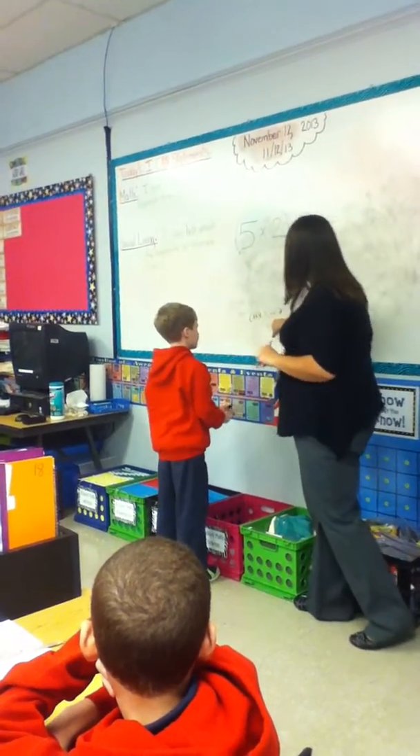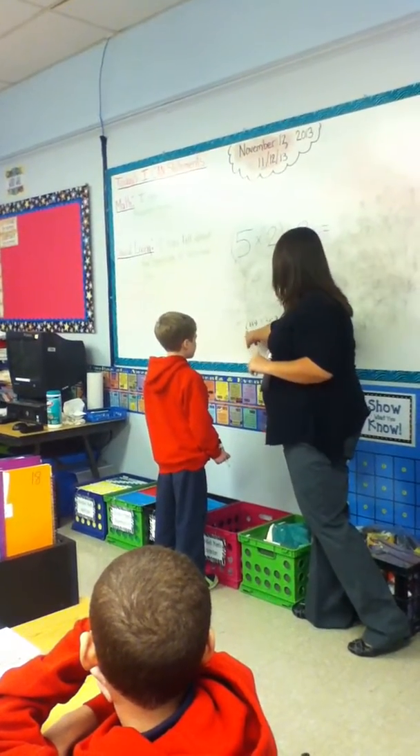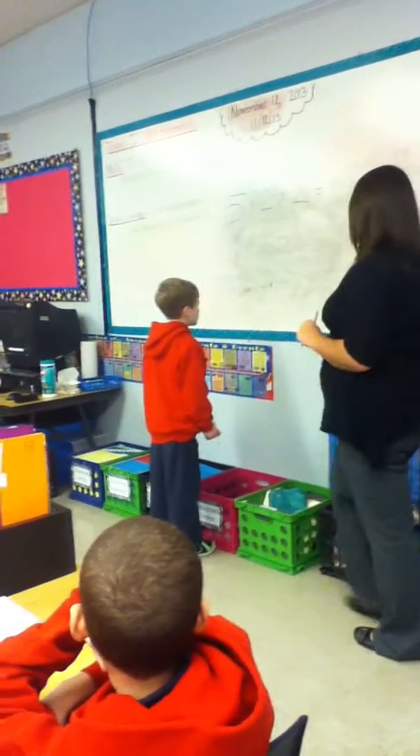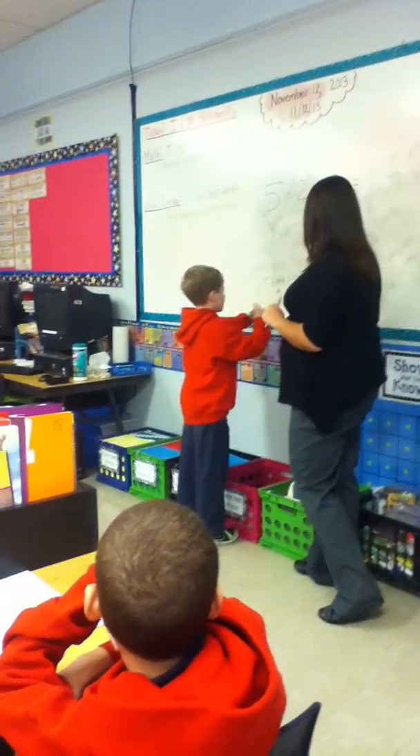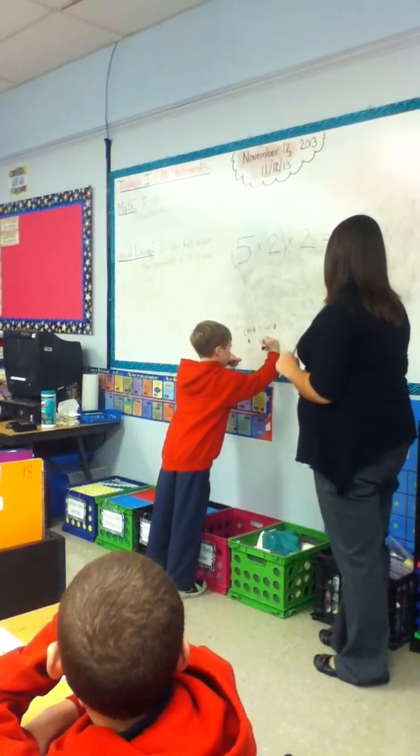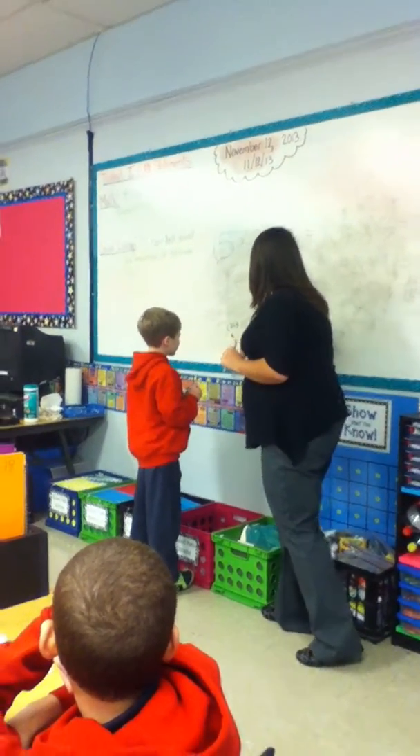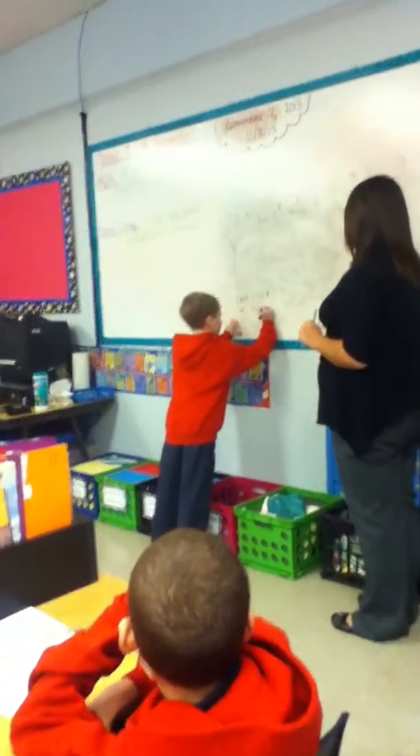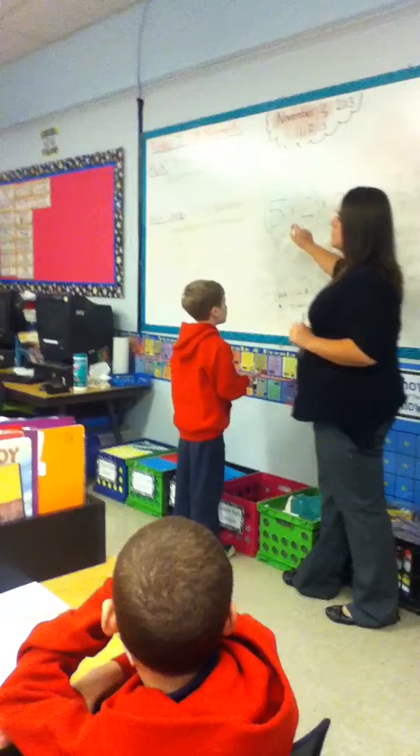So class, does 3 and 2 make 5? Yes. And he kept 2 the same. So now we're going to multiply them. 3 times 2 is what? 6. Plus. Now what, Sean, what's 2 times 2? Is 2 times 2 4, class? Yes. So now, what is 6 plus 4? Okay, good. So 5 times 2 equals 10.